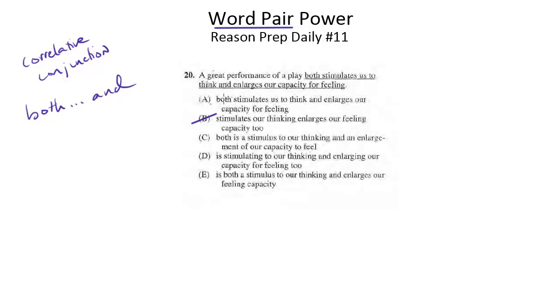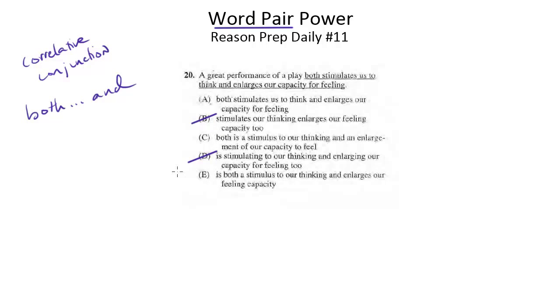Notice, though, first things first, all of the other choices remaining, A, C, D, and E, have the word pair, or at least A, C, and E do. D gets rid of it. A great performance of a play is stimulating to our thinking and enlarging our capacity for feeling too. It's not horrific, I suppose, but it's not as good as having this word pair. The SAT loves these word pairs. So I think we can get rid of D as well, because it's not going to be as effective as a choice that contains this both and word pair.